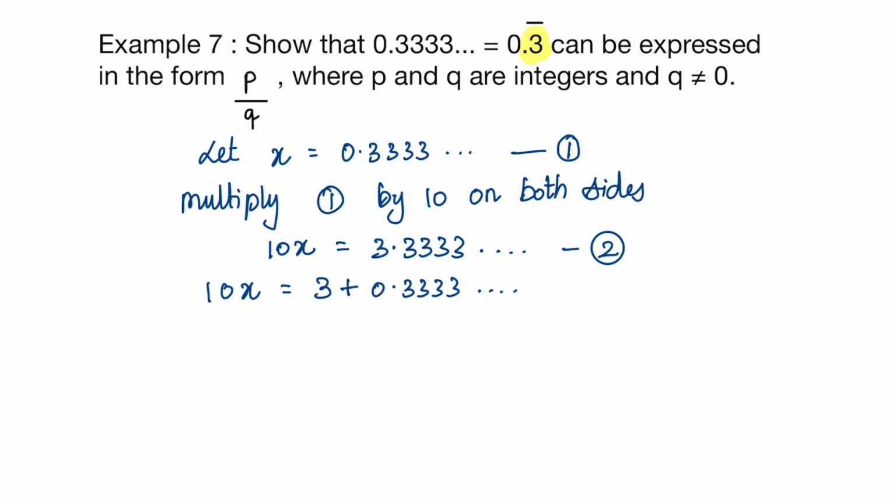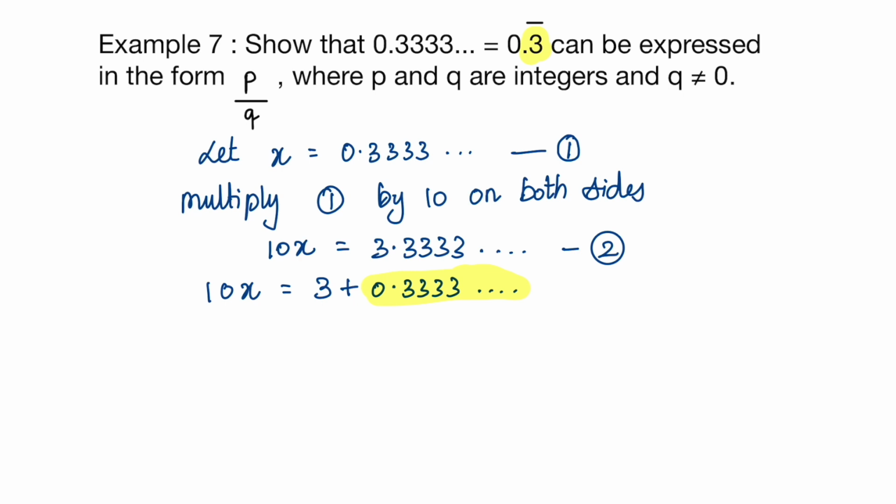Okay, now 10x is equal to 3 plus 0.333. Now from equation 1 we know that 0.33333 is in fact x. Okay, that is equation 1, right? Now in all these lines, 0.333, the 3 never ends, it keeps on going forever. So x is equal to 0.3333 forever, and in the final equation that we have, 10x is equal to 3 plus 0.333. Now, we know that this particular portion is in fact the value that we have assumed, which is x.